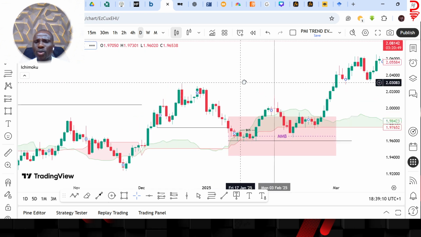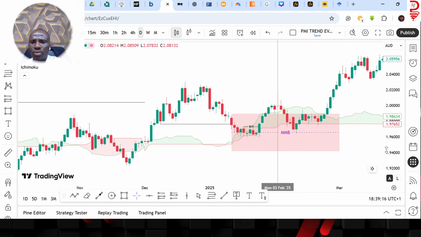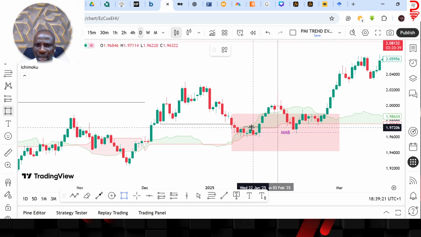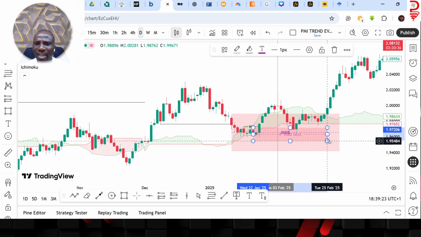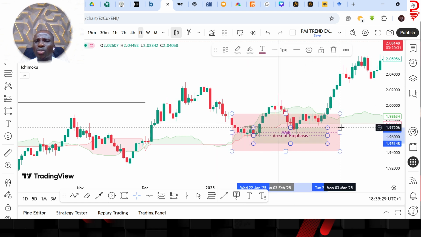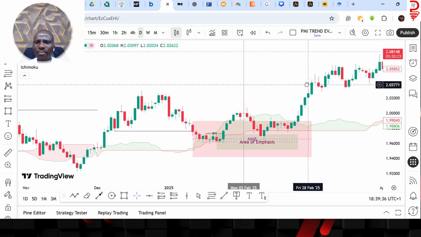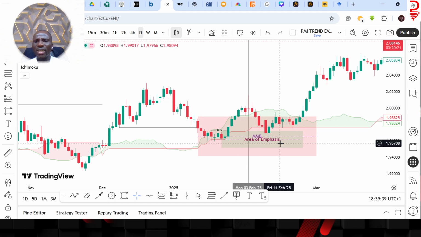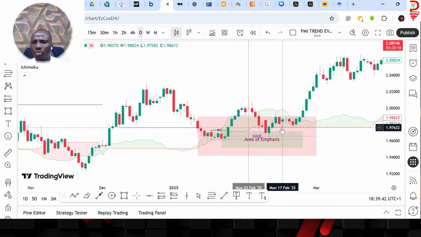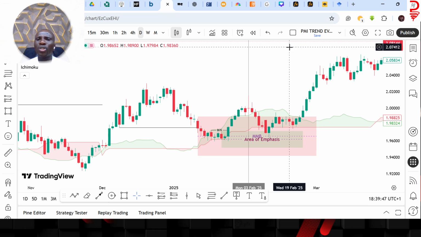Now, the next question you ask yourself: what is the origin that created the break of structure? This is the origin that created the break of structure, and this is what you tag as your area of emphasis. You see how you don't need to stress yourself at all. Area of emphasis. Now you are to wait for the trade to either come to the area of emphasis and give you an engulfing move, or come to the money box and give you a change of character to the upside.